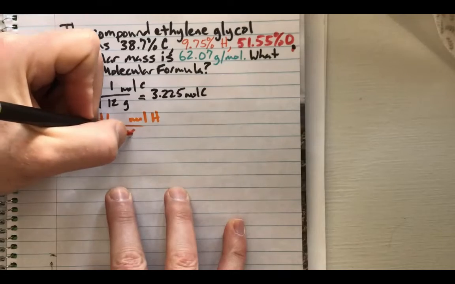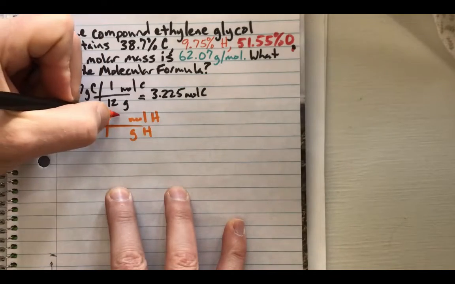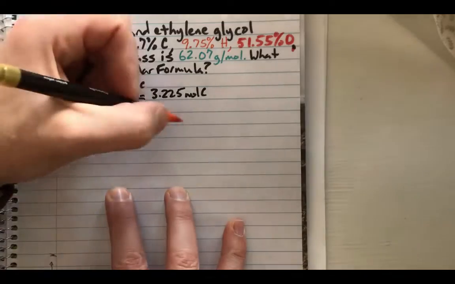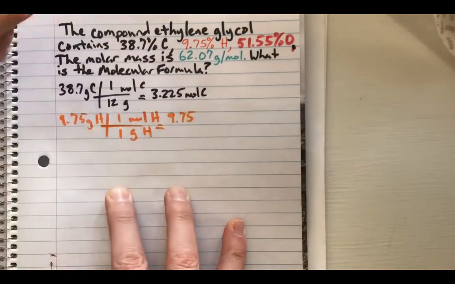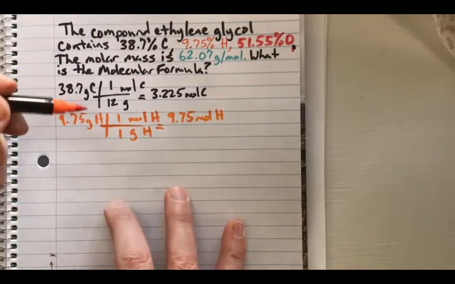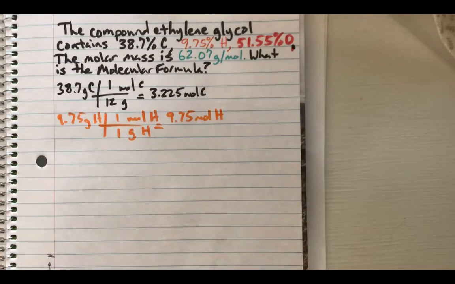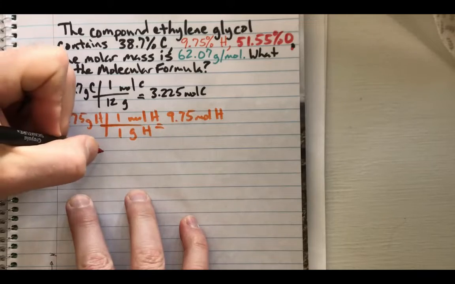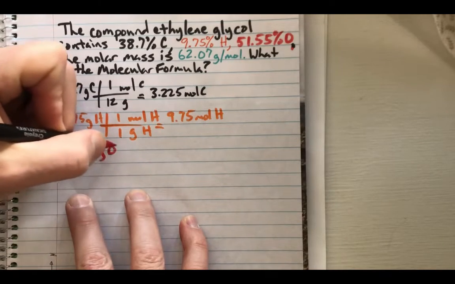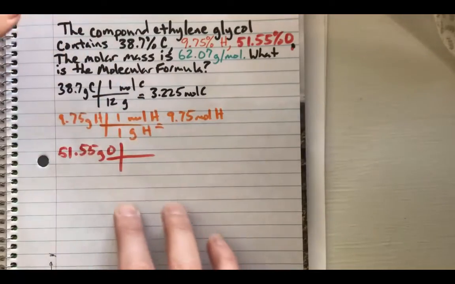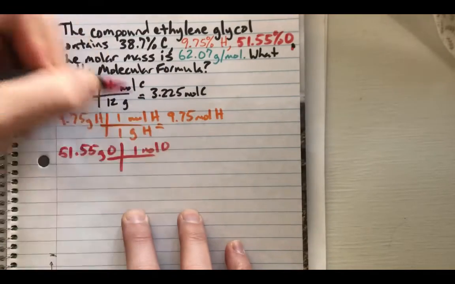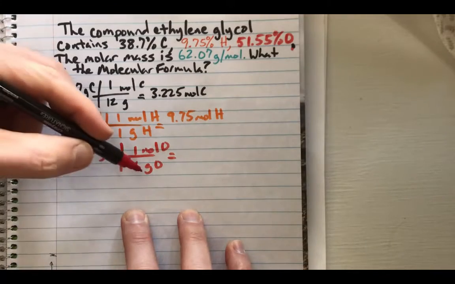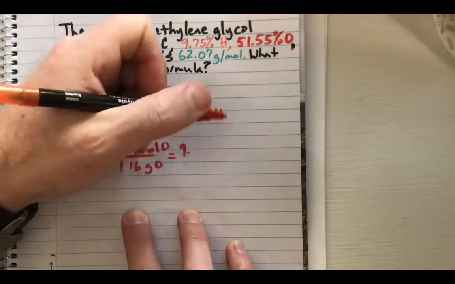The mole conversion for hydrogen is pretty easy, because 1 mole of hydrogen has a molar mass of 1. So the 9.75 is going to be our moles answer of hydrogen. Then I need to take 51.55, and this is grams of oxygen. Again, I just take that percentage and make it into grams. And 1 mole of oxygen, its molar mass off the periodic table is 16 grams. So 51.55 divided by 16 is 3.22 moles of oxygen.